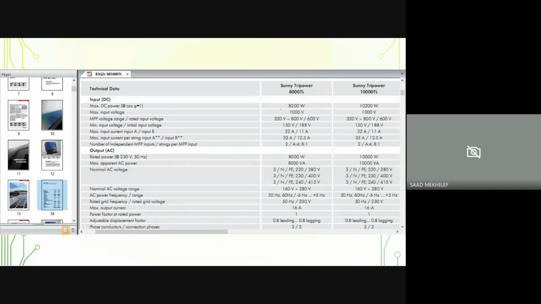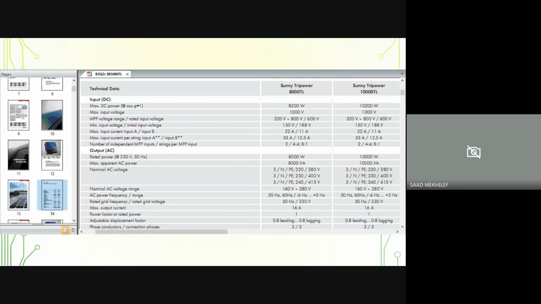For example, here this is an 8.2 kilowatt system, maximum input voltage 1000. So this is the operating range. It means this inverter will never work if the voltage is below 320, and will never work if the voltage is above 800 volts. Okay, but the maximum here is for protection, you can see, but the optimum one is around 600 volts.